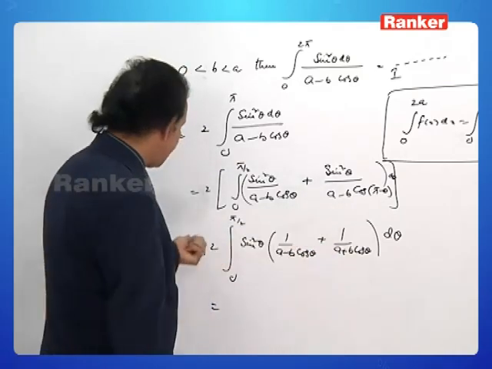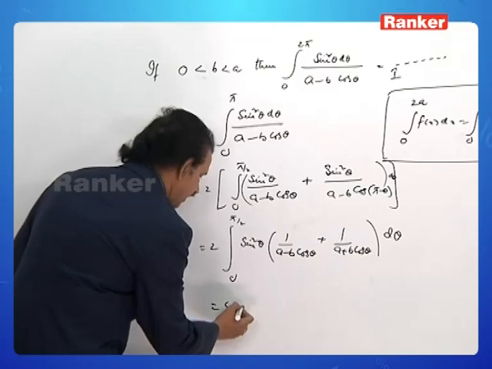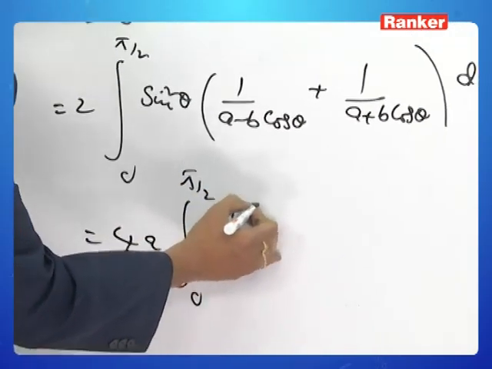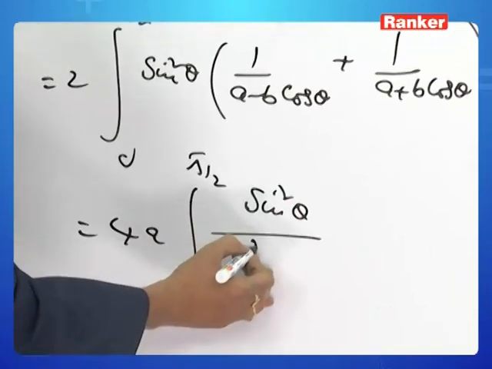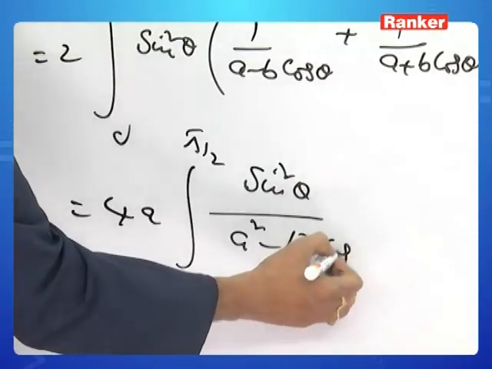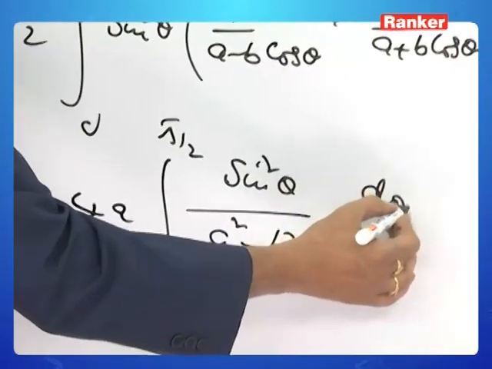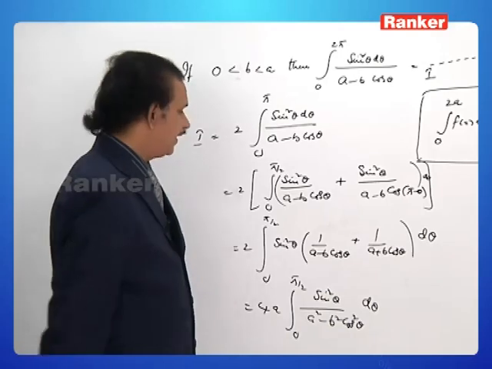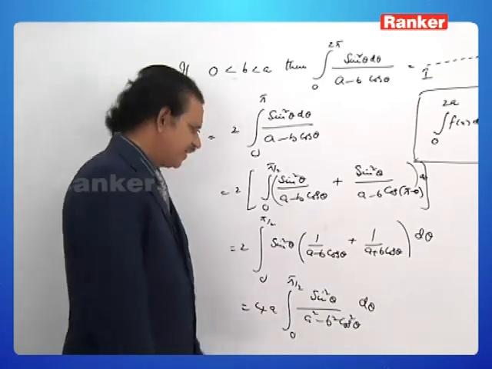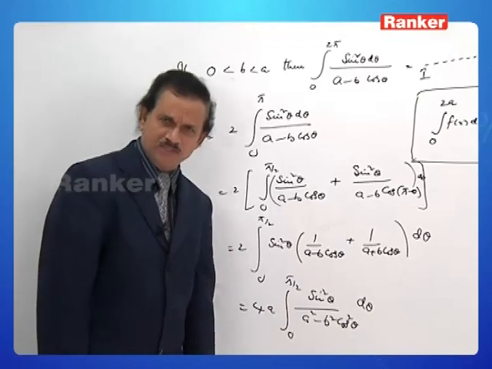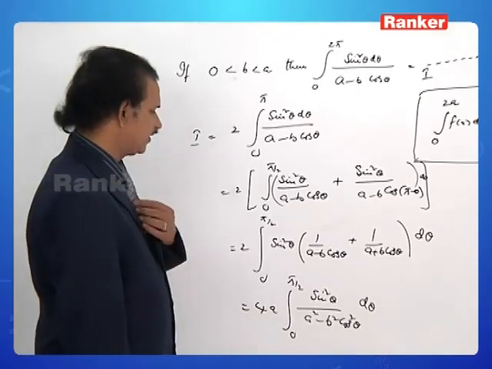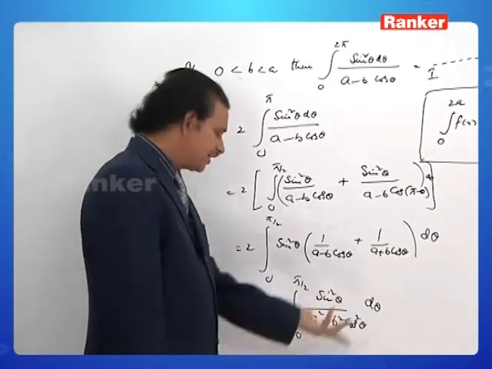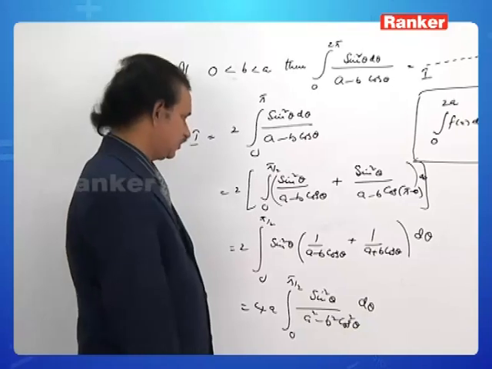You pull that 2a out, so that it is 4a into integral 0 to pi by 2 sine square theta by a square minus b square cos square theta d theta, right? Okay, like that we can write it. Next one. There is a chance of getting it simplified. There are many ways, such as dividing with cos square theta, or otherwise, it can be split into two integrals. Let us see.